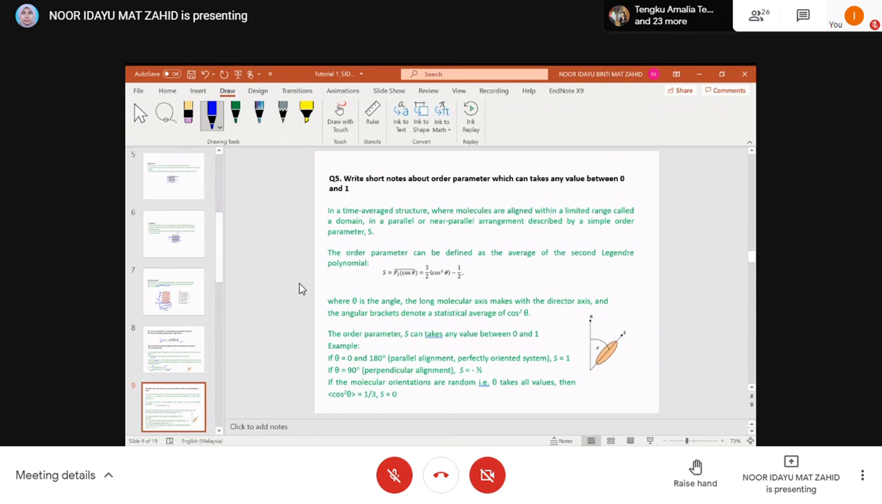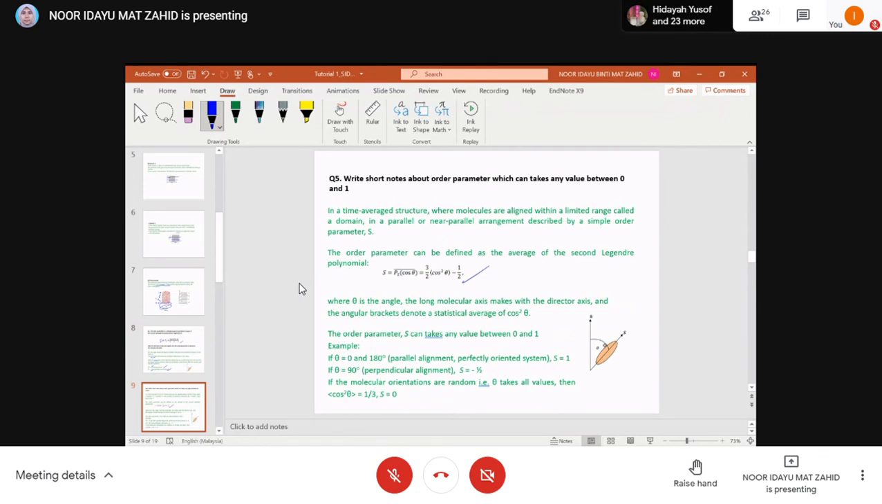Question number 5, related to question number 4. Write short notes about the order parameter, which can take any value between 0 and 1. Note that the order parameter is based on a time-averaged structure, where molecules are aligned within a limited range called a domain in a parallel or near parallel arrangement, described by a simple order parameter S or P2. The order parameter can be defined as the average of the second rank Legendre polynomial. So you can give this equation in describing the order parameter.